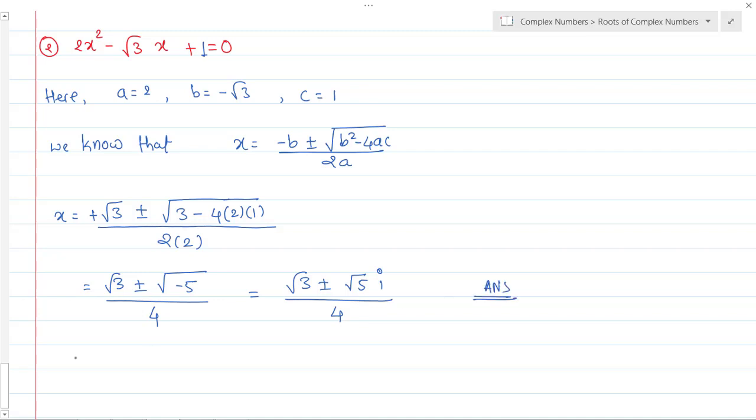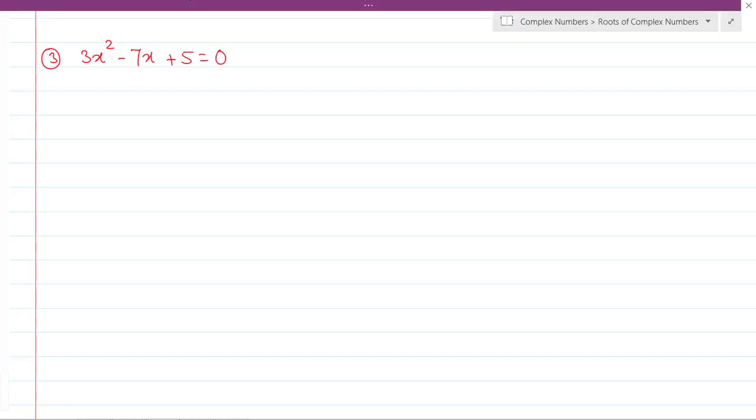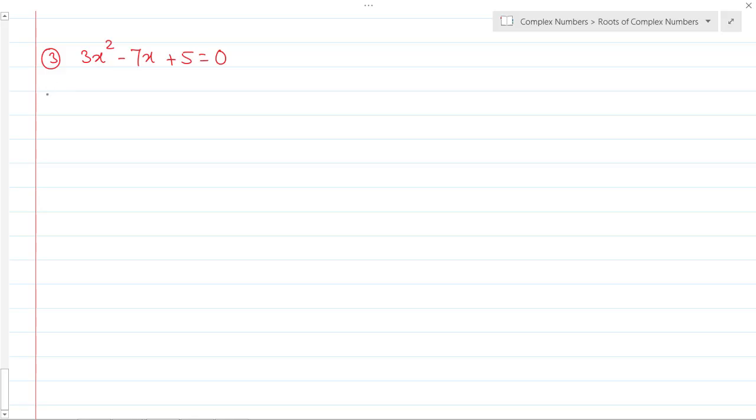Perfect. Very simple, boss, right? It's very simple. So let's take the third question now. So the third question says, what is the quadratic equation now? So it's 3x square minus 7x plus 5 equals to 0. Okay, again let's take the value of a, b, c here. Here a equals to 3, b equals to minus 7 and c is equals to 5.